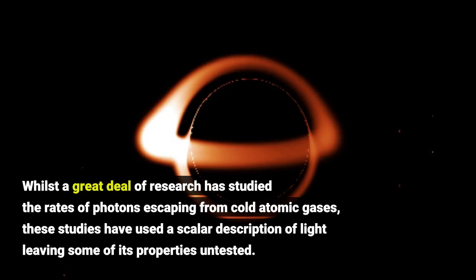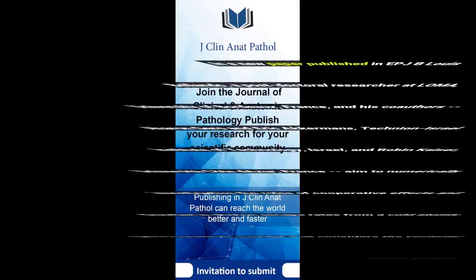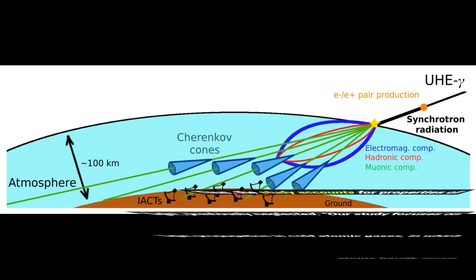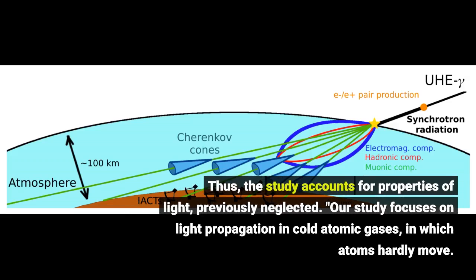Whilst a great deal of research has studied the rates of photons escaping from cold atomic gases, these studies have used a scalar description of light, leaving some of its properties untested. In a new paper published in EPJ B, Louis Bellando, a postdoctoral researcher at LOMA, University of Bordeaux, France, and his co-authors, Aharon Gero and Akkermans, Technion-Israel Institute of Technology, Israel, and Robin Kaiser, Université Côte d'Azur, France, aim to numerically investigate. Thus, the study accounts for properties of light previously neglected.